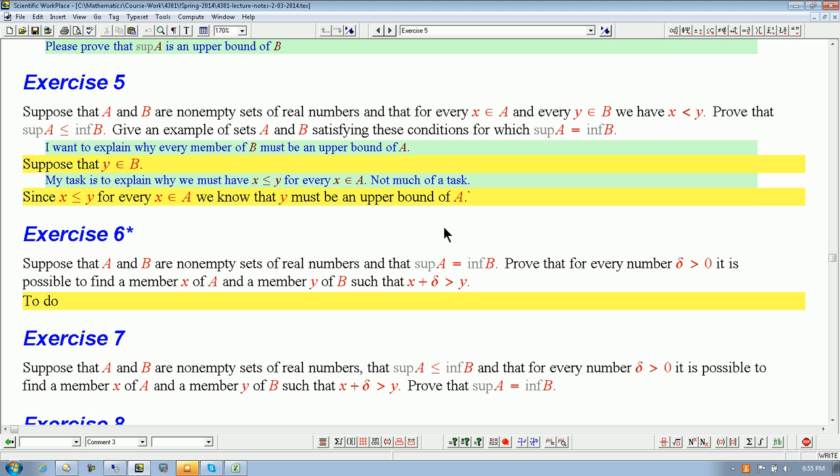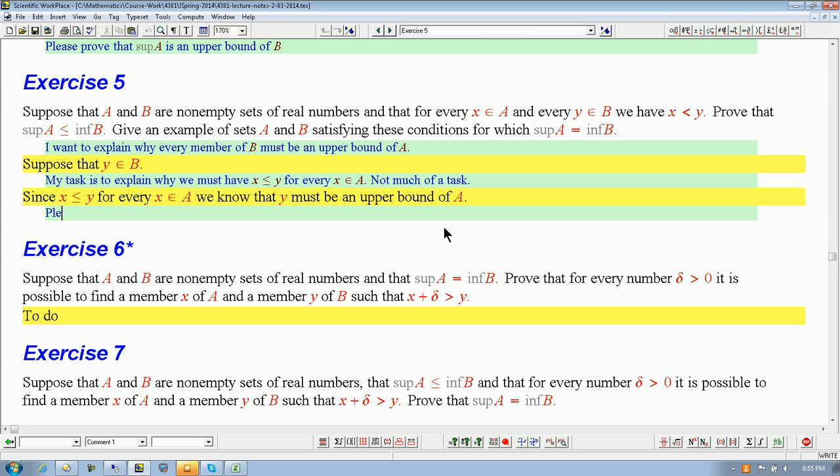Now for you, please explain why every member of A has to be a lower bound of B. You understand? How would you prove this? Suppose what? Suppose that X belongs to A. And then you need to prove that for every Y in B, X is less than Y. Not much of a task. It is given. See? Right.